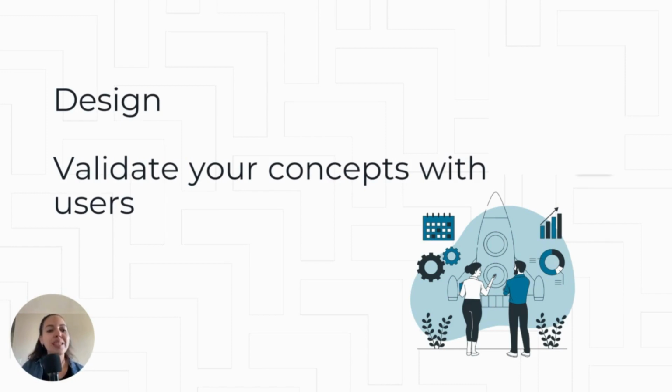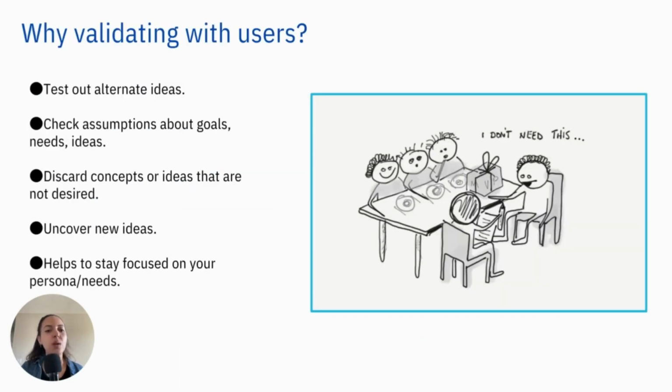So how do we do validation? Validation is where you test out alternate ideas to your concepts. You check your assumptions, you check that you really built something that is mapping to the problem you uncovered. You discard concepts or ideas that are not desired. You uncover new ideas. You help to stay focused on your persona and needs.